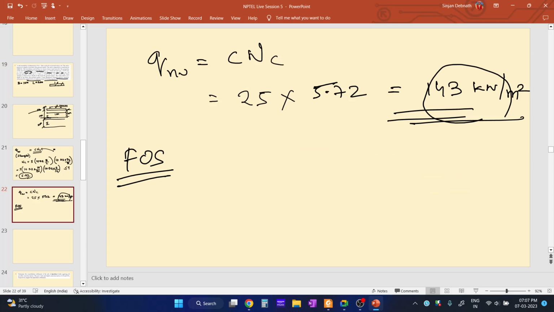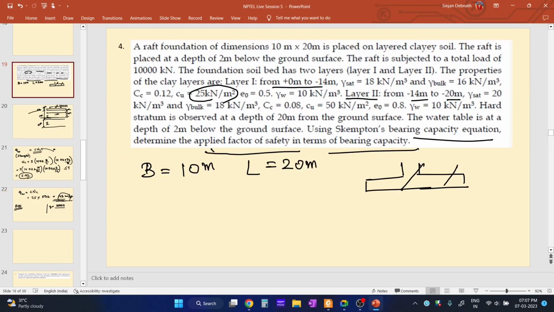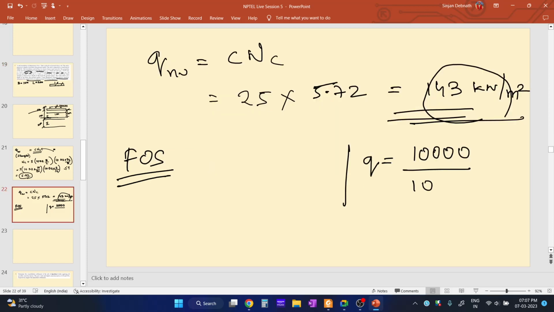So before calculating the factor of safety, we need to find out the stress that the raft is currently carrying. 10,000 kilonewton is the load that the raft is currently carrying, and the length and breadth of the raft are 10 and 20. So what will be the area? It will be 10 multiplied by 20. This gives us the current stress that the raft is experiencing, which is 50 kilonewton per meter square.